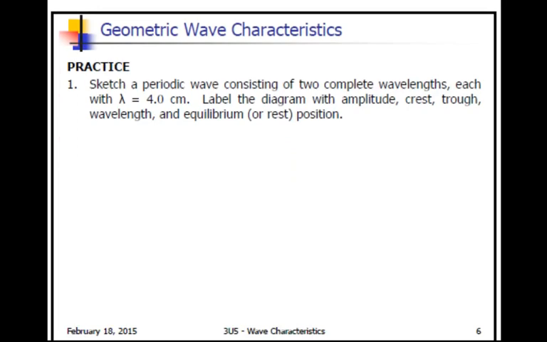This question here says to sketch a periodic wave consisting of two complete wavelengths with a lambda, which is a wavelength of 4.0 centimeters. Label the diagram with amplitude, crest, trough, wavelength, and equilibrium or rest position. I can let you try this on your own.